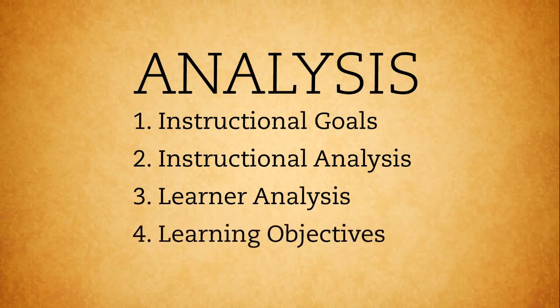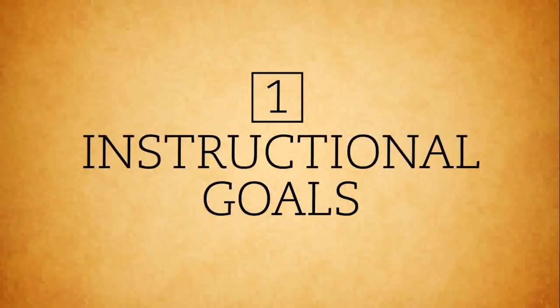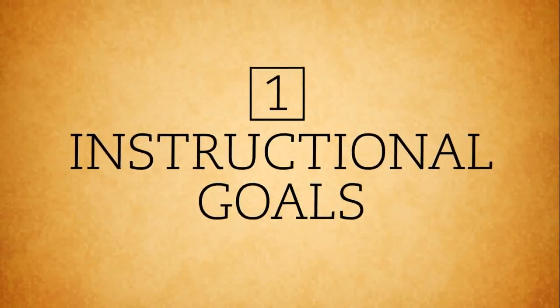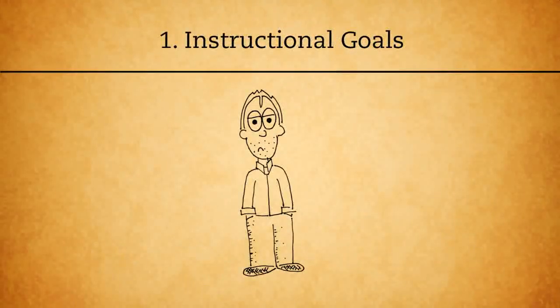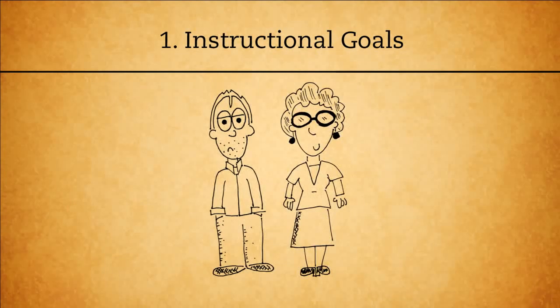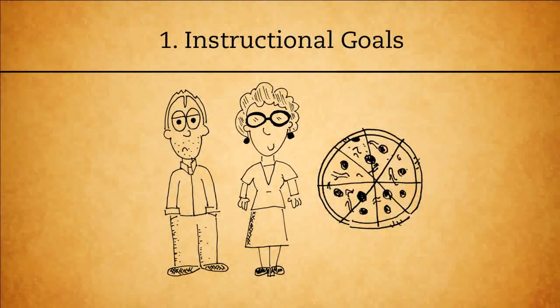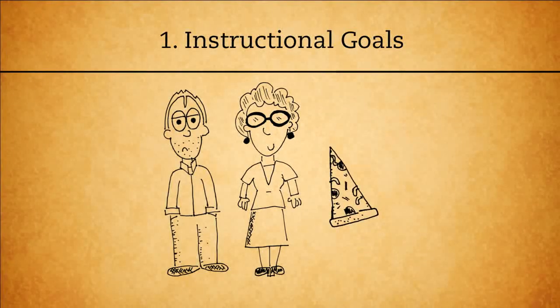So let's talk for a minute about the first step, developing instructional goals. Let's say you have a friend that wants you to teach him how to make pizza. Better yet, his mom wants you to teach him how to make pizza. To do this effectively, you would have to clearly define what the goal of this little training would be. Does she want him to know how to build every type of pizza, from 4 cheese to Alfredo chicken to stuffed crust? Or does she just have a certain type of pizza in mind?